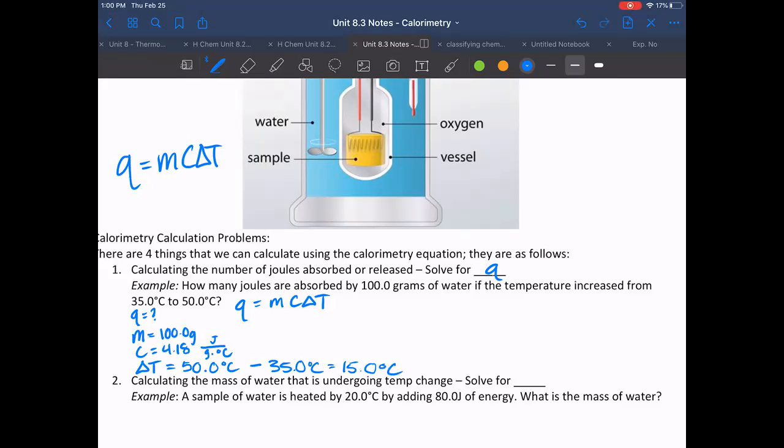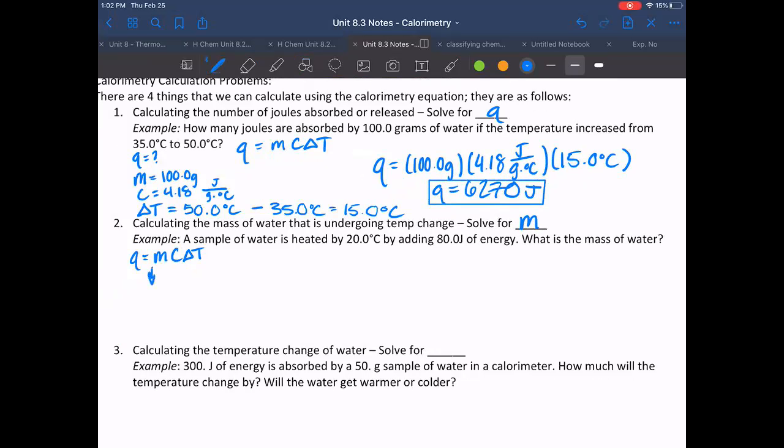So I took the final temperature because it was increased from 35 to 50. I took the final minus the initial of 35 to get our delta T, or our change in temperature, of 15 degrees C. And so all that's left to do here is plug it all in. So we have Q is equal to 100 grams times 4.18 joules per gram degrees Celsius times 15 degrees C.